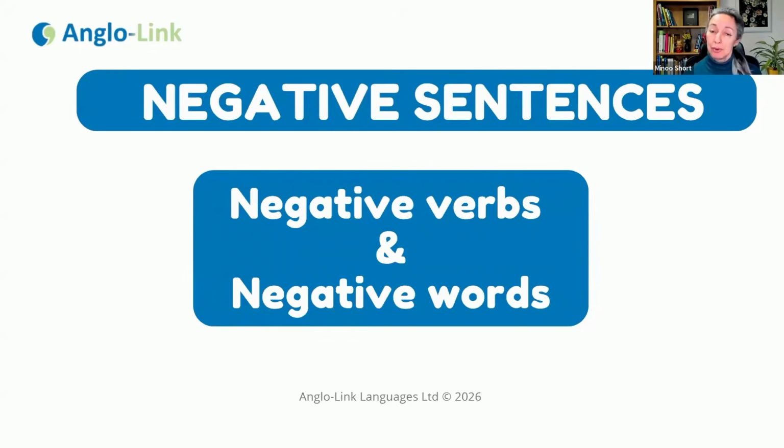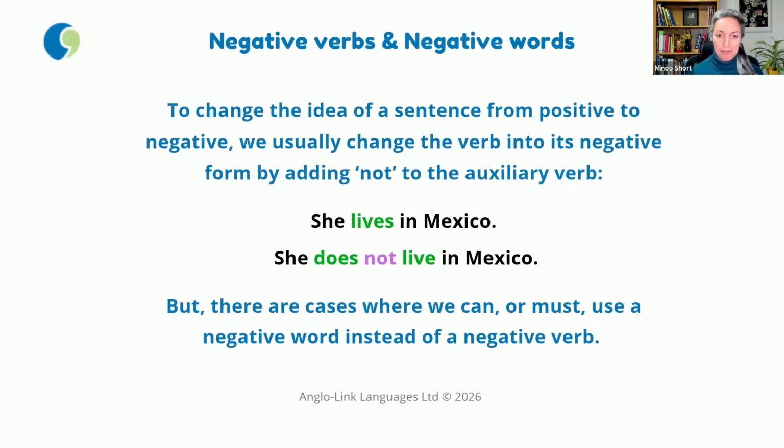We're going to look at how to create negative sentences using sometimes negative verbs and sometimes negative words. So let's have a look at my first slide. To change the idea of a sentence from positive to negative, we usually change the verb into its negative form by adding not to the auxiliary verb.